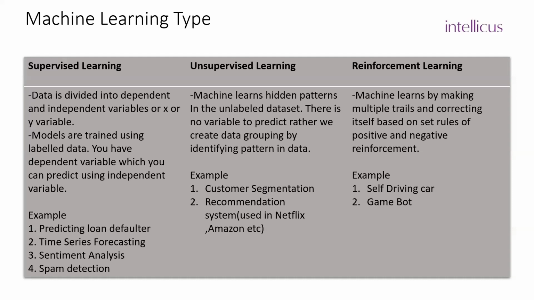Going to reinforcement learning. This is where the machine learns by making multiple trials and correcting itself based on a set of rules of positive and negative reinforcement. Here the machine will perform multiple iterations on itself, and on the basis of these iterations, it would have a positive or negative outcome, and using that outcome, it will decide the next move. So this is reinforcement learning. An example of this would be a self-driving car or a game bot.